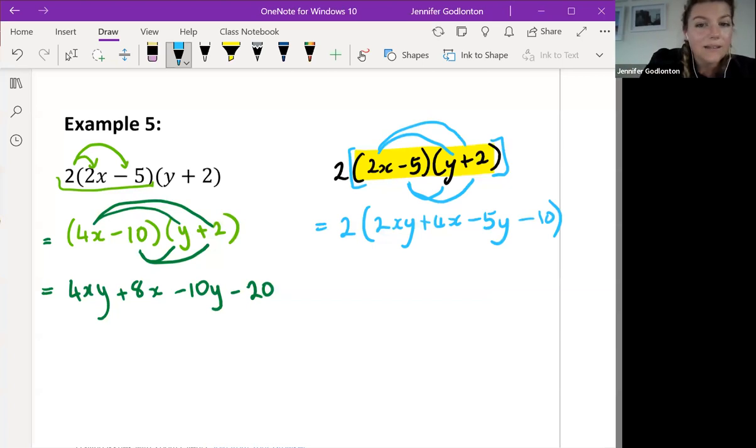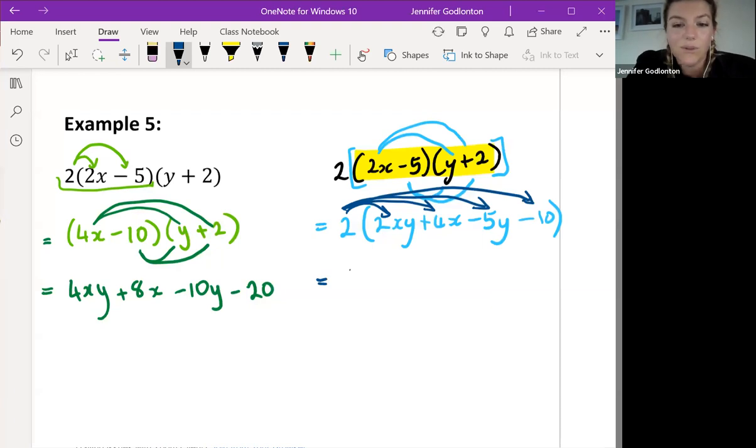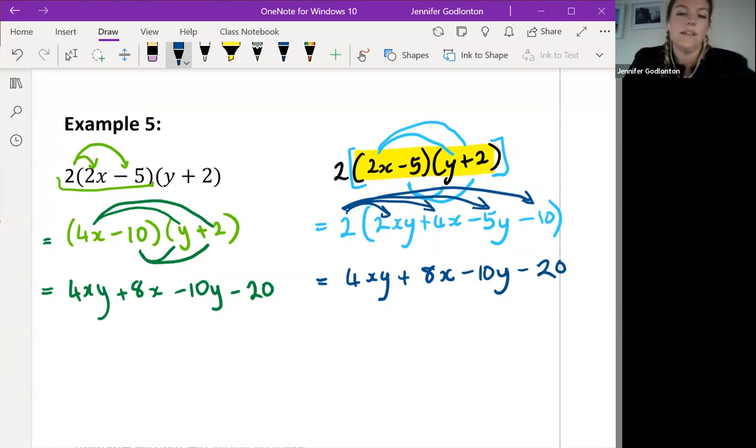And then our second step, now we distribute this 2 into all of our terms. So 2 times 2xy gives us 4xy. 2 times 4x gives us 8x. 2 times negative 5y gives us negative 10y. And 2 times negative 10 gives us negative 20.